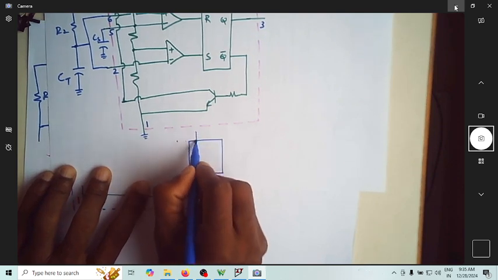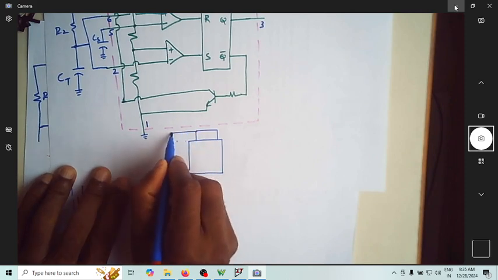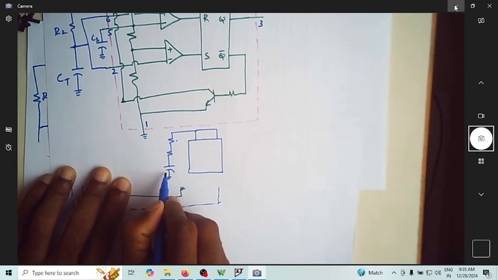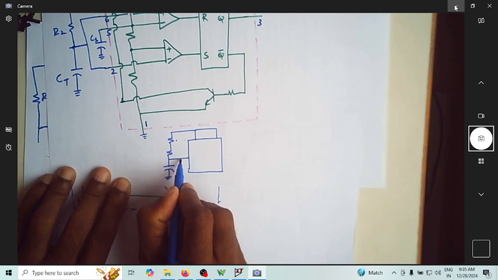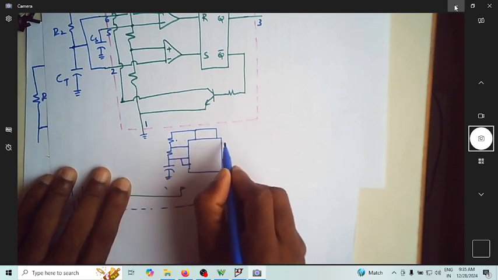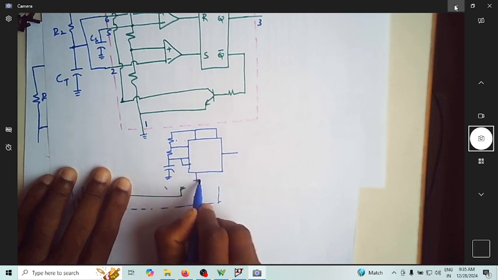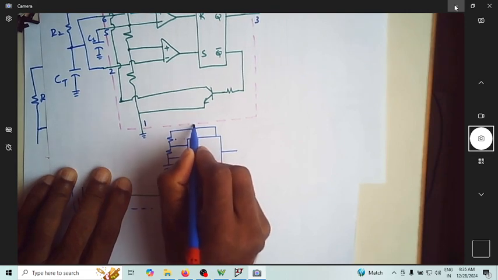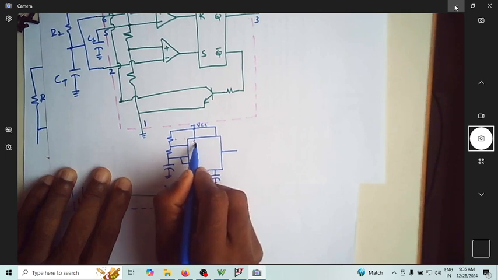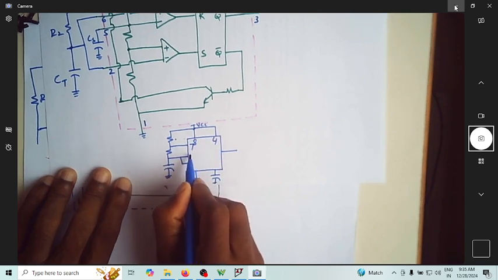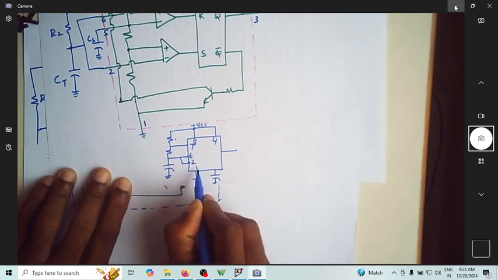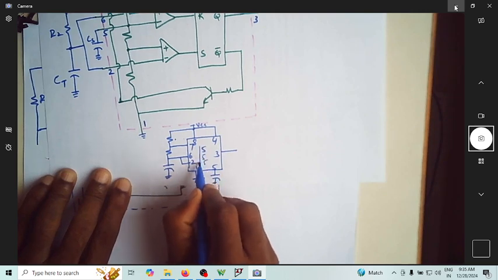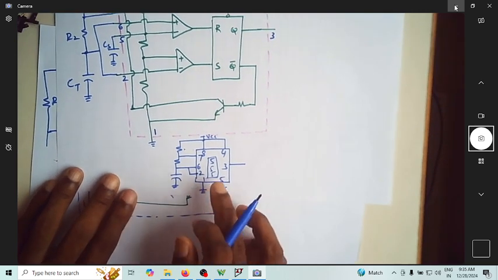Suppose this is your IC, and you configure it like this. This is your output point, this is grounded, and this is your capacitor. This is connected to VCC. This is pin number 8, 4, 7, 6, 2, pin number 1, pin number 5, pin number 3. This is the 555 timer. This is the actual circuit that you'll be connecting.